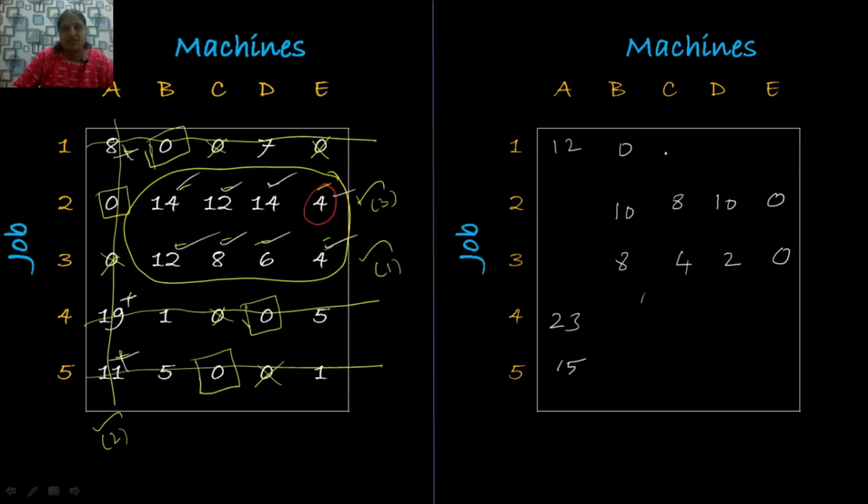So for the first row we have 0 0 7 0. For the second row here we have 4 0 and third row at this position we have 0. And for the fourth row we have 9, 0, 0, 5. And for the last row at this position we have 5, 0, 0, 1. Now we have to make an assignment.